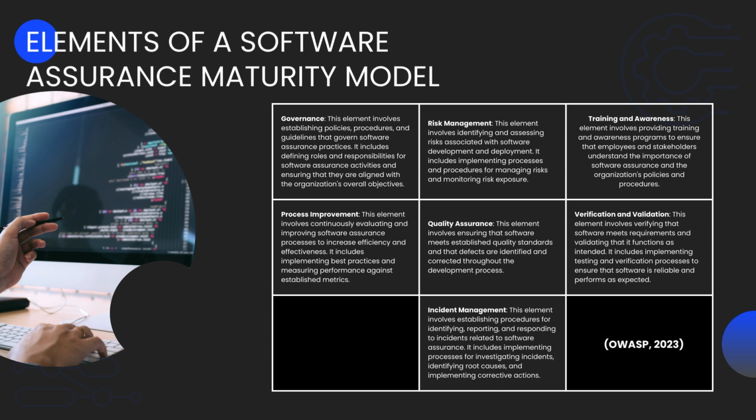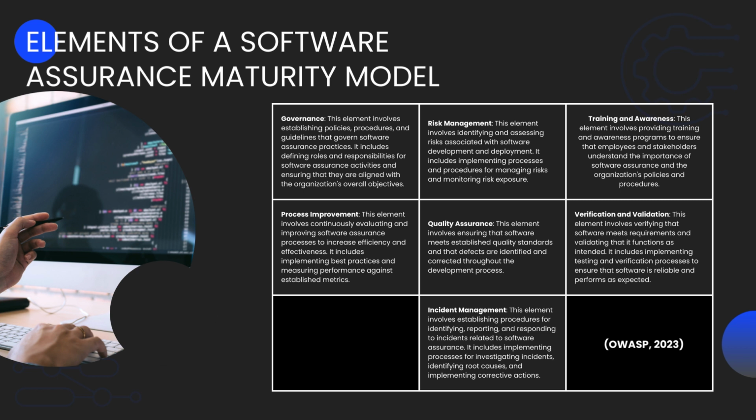Next, elements of a software assurance maturity model, according to OWASP. So we've got 7 different key functions here: governance, risk management, training and awareness, process improvement, quality assurance, verification and validation, and incident management. So these different elements make up the software assurance maturity model, or SAM, as OWASP refers to it. So governance, you're looking at establishing policies, procedures, and guidelines that govern software assurance practices.